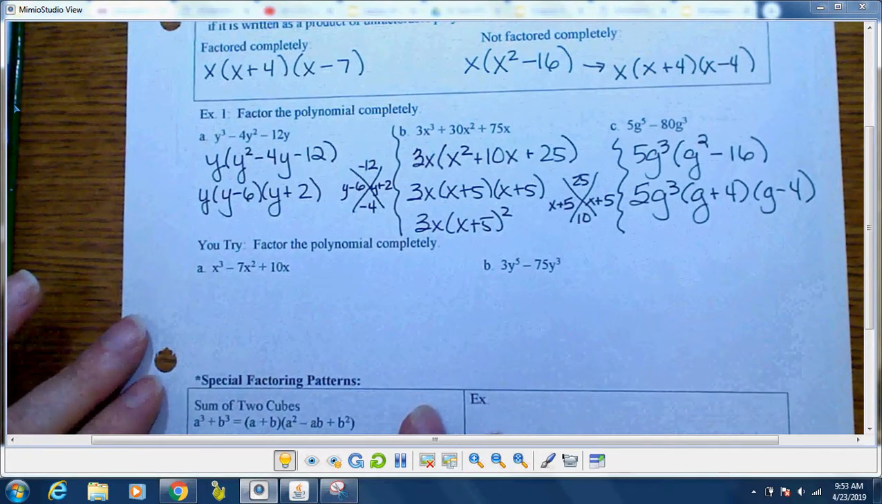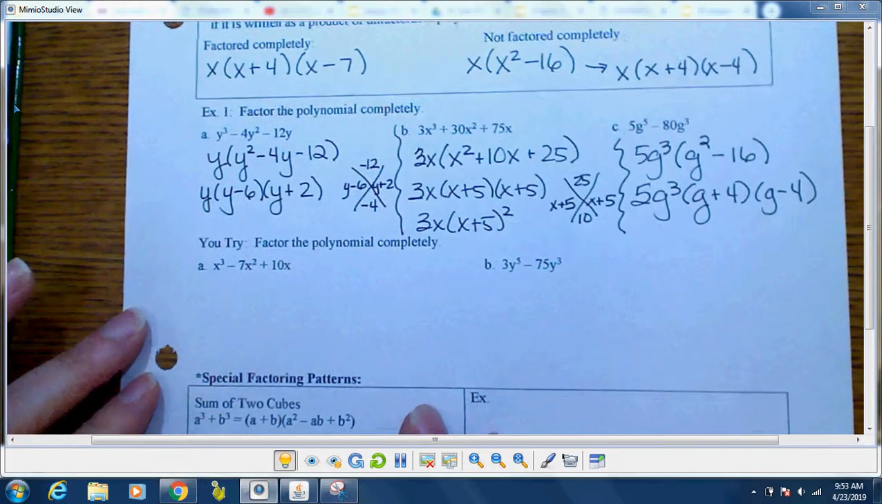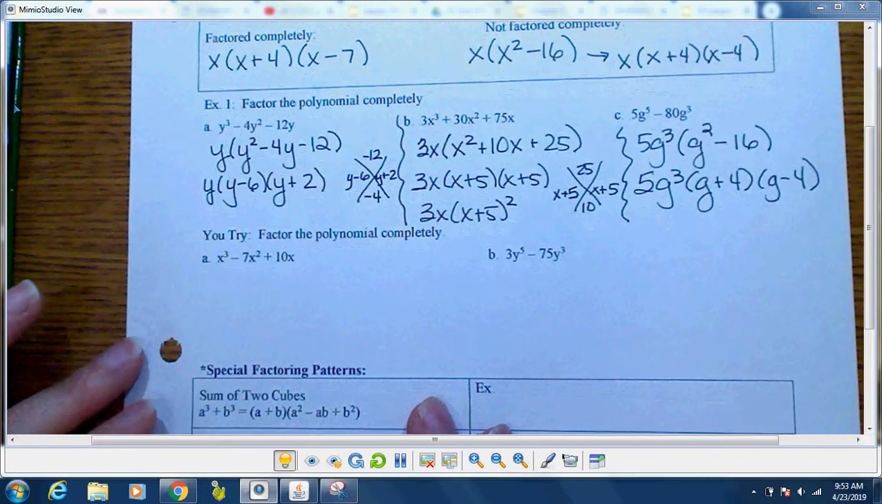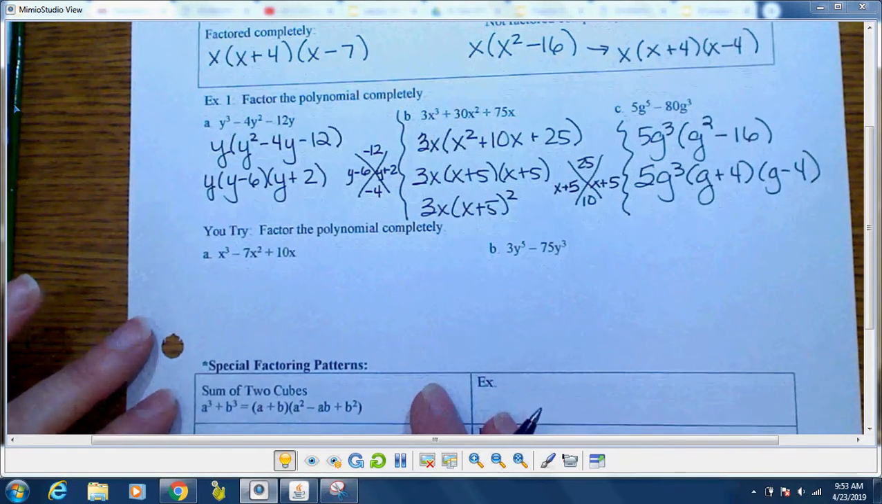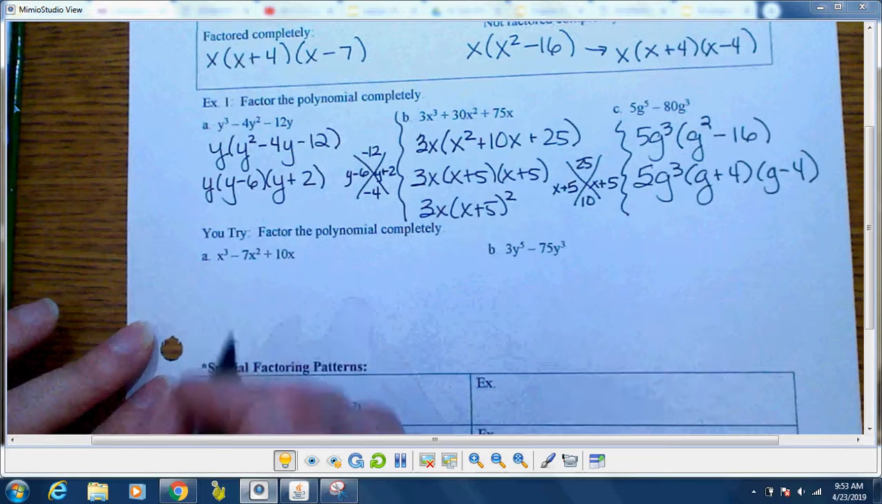Okay. For the try part, I'd recommend that if you can, pause the video and then try these on your own. If you're totally stuck, go ahead and start the video back up again.